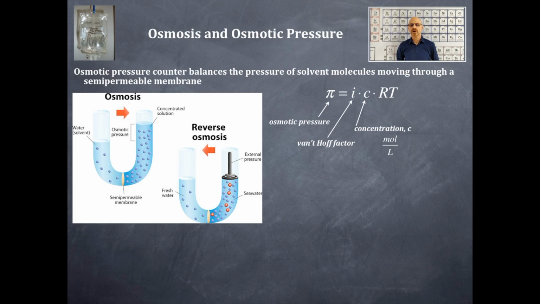C is the concentration, and this time the concentration is going to be in moles per liter, which is molarity and not molality. R is the gas constant. T is the temperature associated with this.